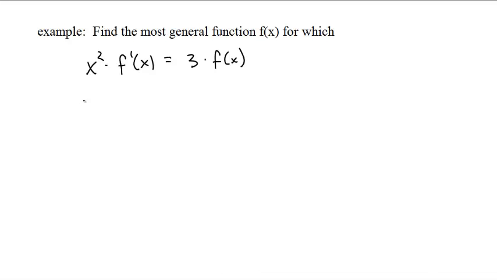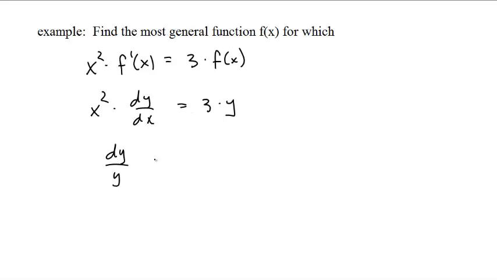Here's another example. Let's say we want to find the most general function f of x for which x squared times the derivative of f of x is 3 times the original function f of x. Well, step 1, we turn f prime of x into dy dx and f of x into just y. And can it be separated? Yes. We're going to have to divide both sides by y and get dy over y.